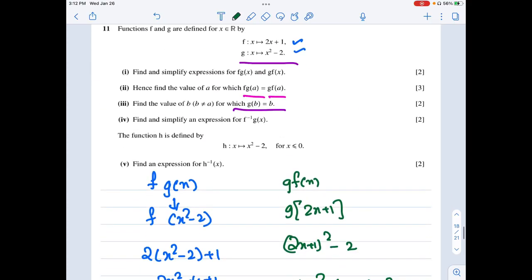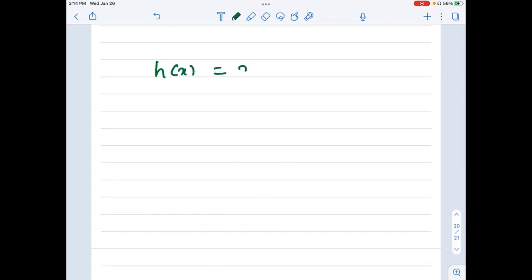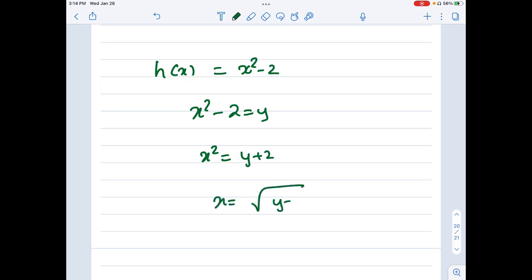Next, last part. The function h is defined, h of x is equal to x square minus 2 for all x less than or equal to 0. Find the expression of h inverse of x. h of x is equal to x square minus 2. So what am I going to do? x square minus 2 equal to y. x square is equal to y plus 2. x is equal to square root of y plus 2. So I get plus or minus.